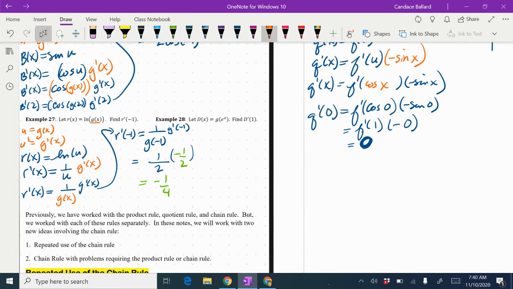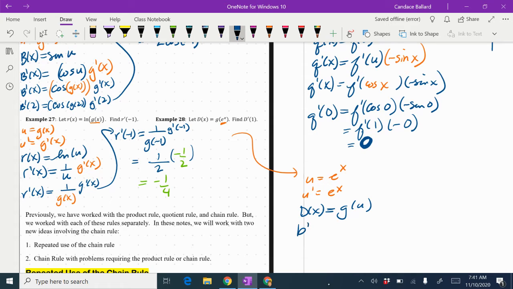All right, our final graphical stem problem here is we have u is going to be e to the x. So u equals e to the x, which means that u prime is also e to the x. And I'm going to rewrite my d of x function as g of u. We're going to take its derivative. And so we know that it's g prime of u for the outside times the derivative of the inside, which is e to the x.